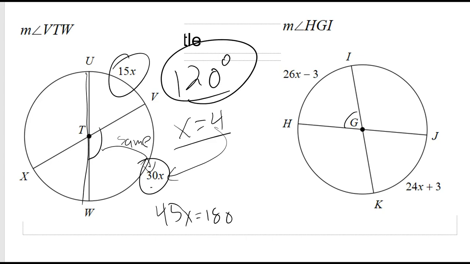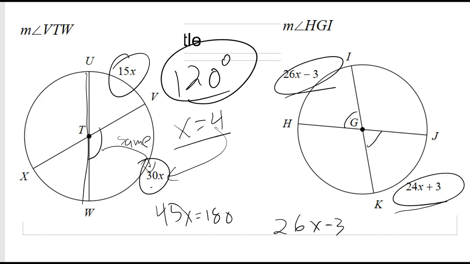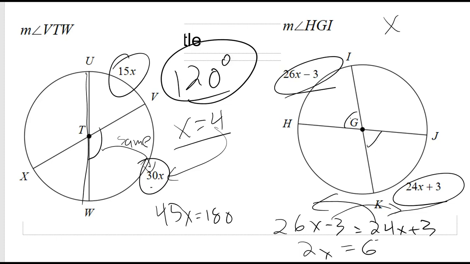Now I'm looking for this angle here. Well, if you remember vertical angles, these two are congruent. So if these two angles are congruent, these two arcs are congruent. So we just have to make them equal to each other. Subtract 24 from both sides. I'm going to get 2x. I'm going to add the 3 over, equals 6. So what I did was I subtracted 24 from both sides and I added 3. So I just moved them over. And my answer is going to be x equals 3.